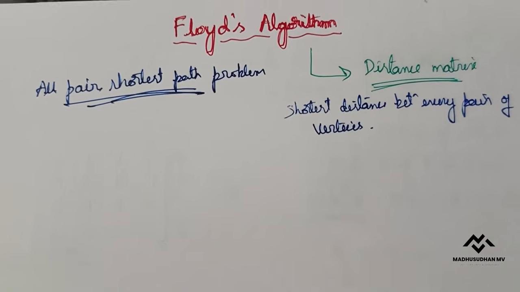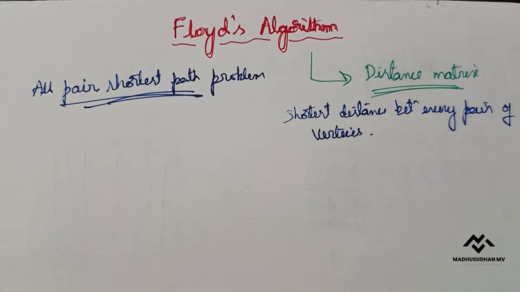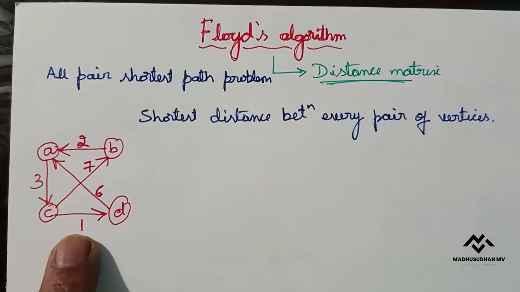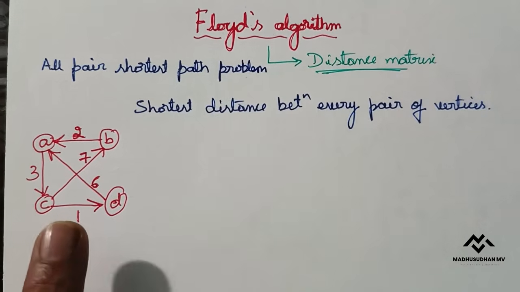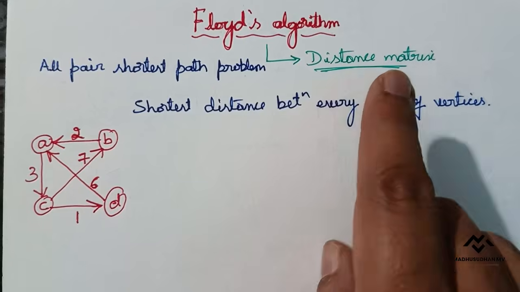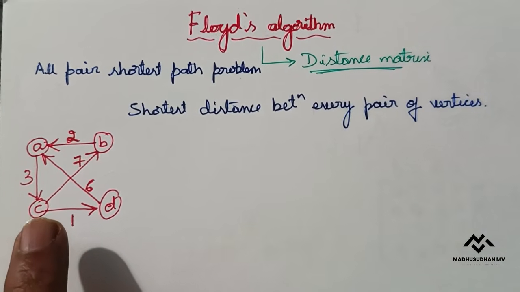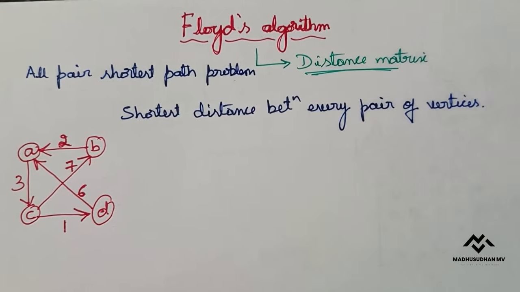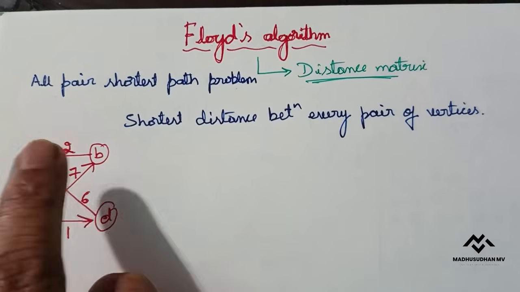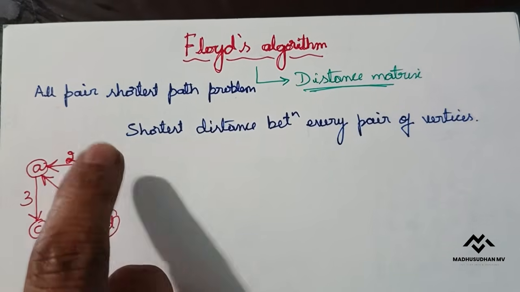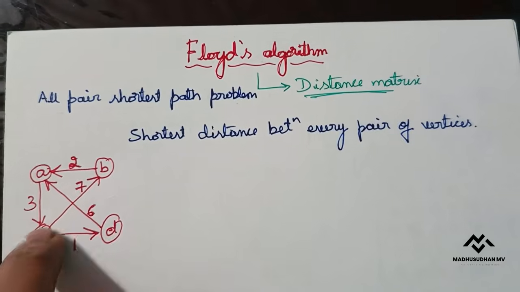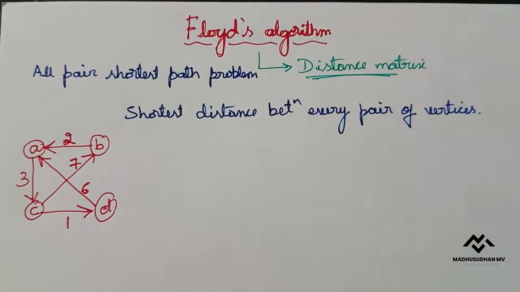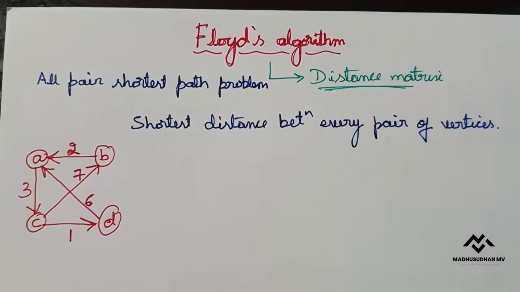Now let us understand this concept through a simple example. Let us consider this directed and weighted graph. For this graph, we need to find the distance matrix. That means the shortest path from one vertex to all other vertices, between every pair of vertices. So what is the shortest distance from A to B, A to C, A to D, similarly B to A, B to C, B to D, C to A, C to B, C to D, D to A, D to B, D to C, like that. Between every pair of vertices, we need to find the shortest distance.